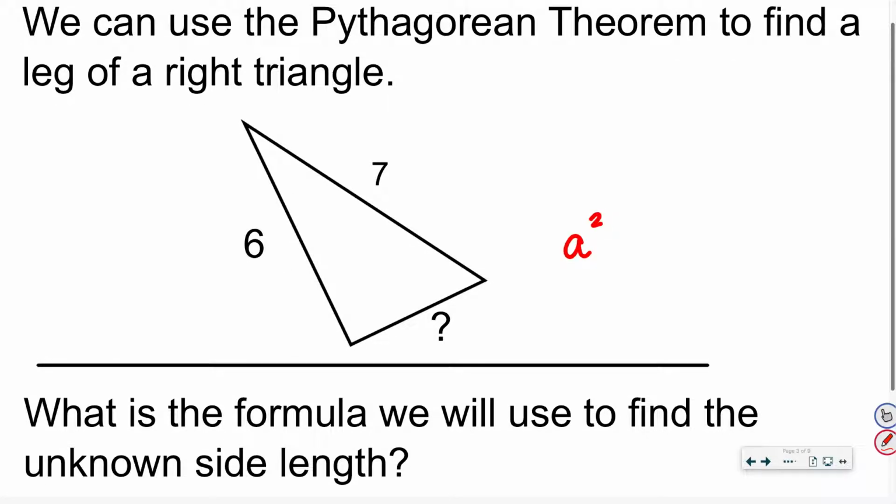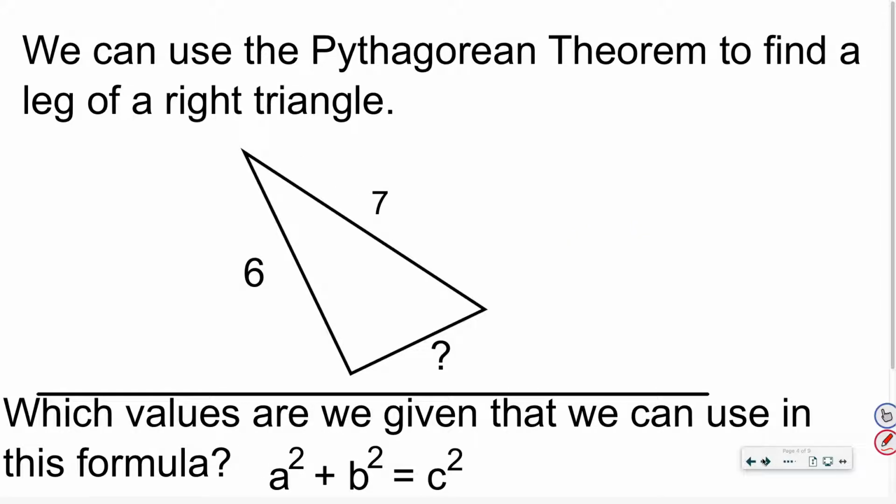A squared plus, what's the next part? B squared, good. Equals C squared, good. So we're still going to use this same formula. Which values are given? Remember we talked last week, if you have to calculate the Pythagorean theorem, you're going to be given 2 of the 3 sides. Can I replace A, B, or C with the numbers that I've been given? C is given. What is C? 7. So I can take this here and I'm going to replace it with a 7.